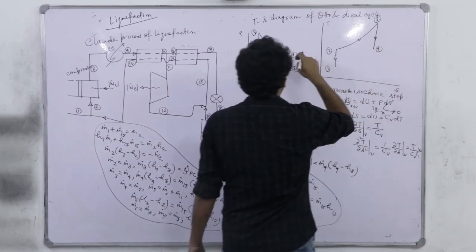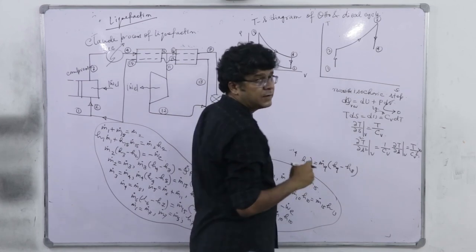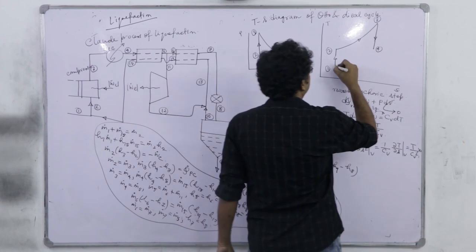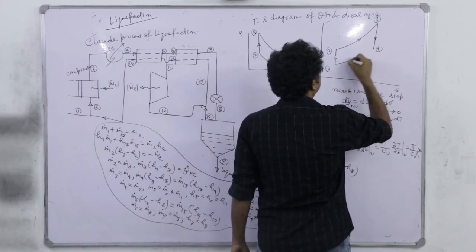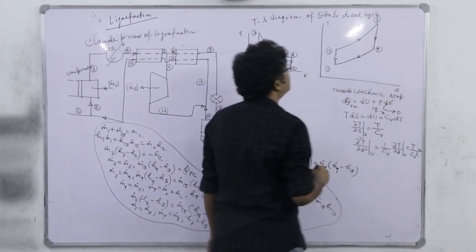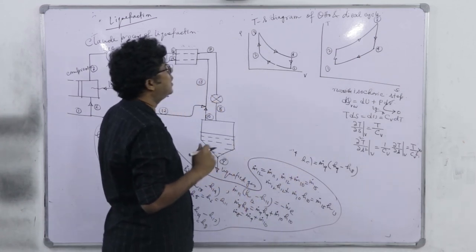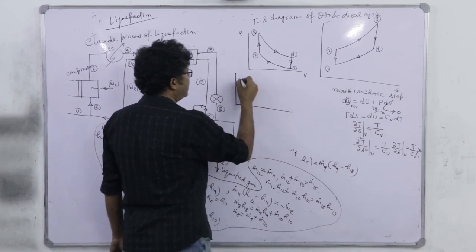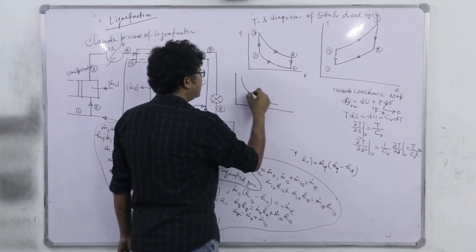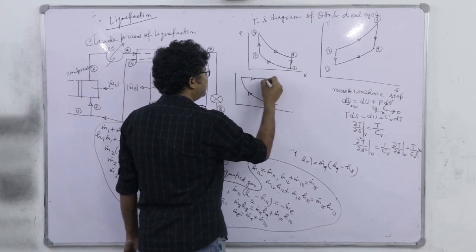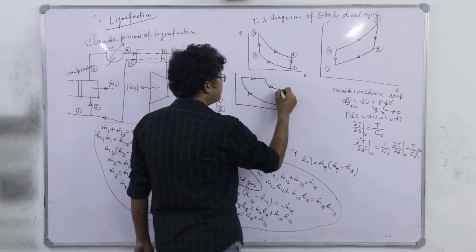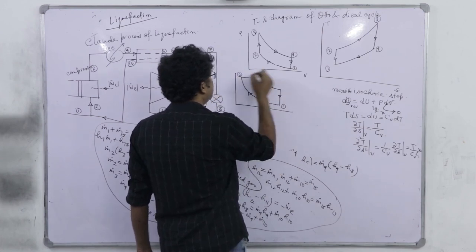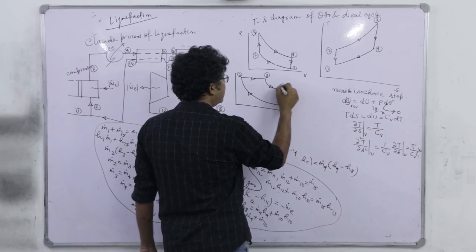Why? Because 3 to 4 is reversible adiabatic, so isentropic, so constant entropy. And finally, this has been joined to another isochoric step. So, that is the Otto cycle's TS plot. Now, if I have the diesel cycle, it is like this: one, two, three and four.